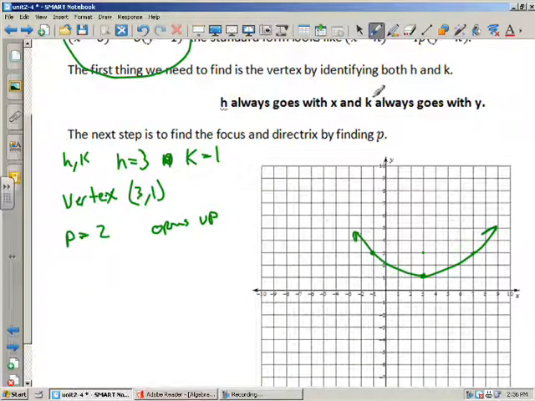The only other thing I've got to do is find my directrix. Well, I said that p was 2, so my directrix is negative 2. So I start here at my vertex, go down 2, and here it is. And that's actually the line y equals negative 1. All right, nothing to it. Let's keep going, see what else we've got.